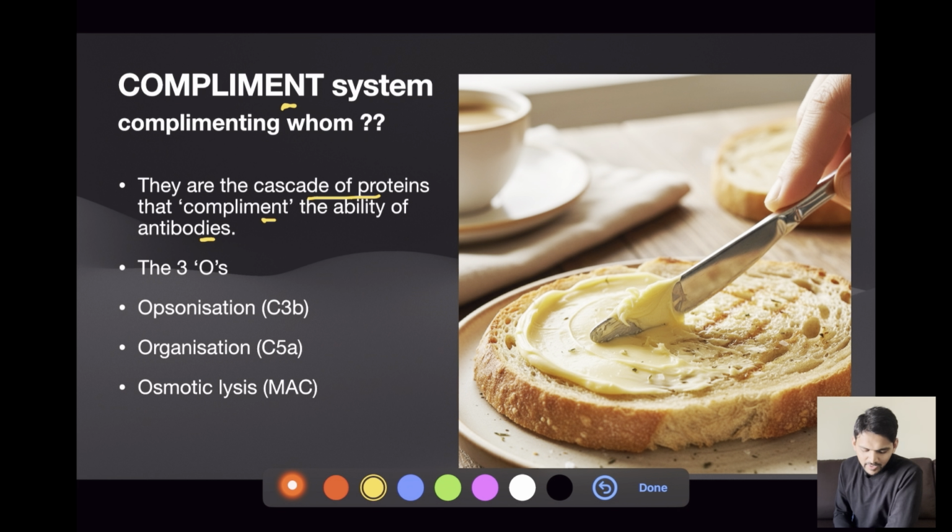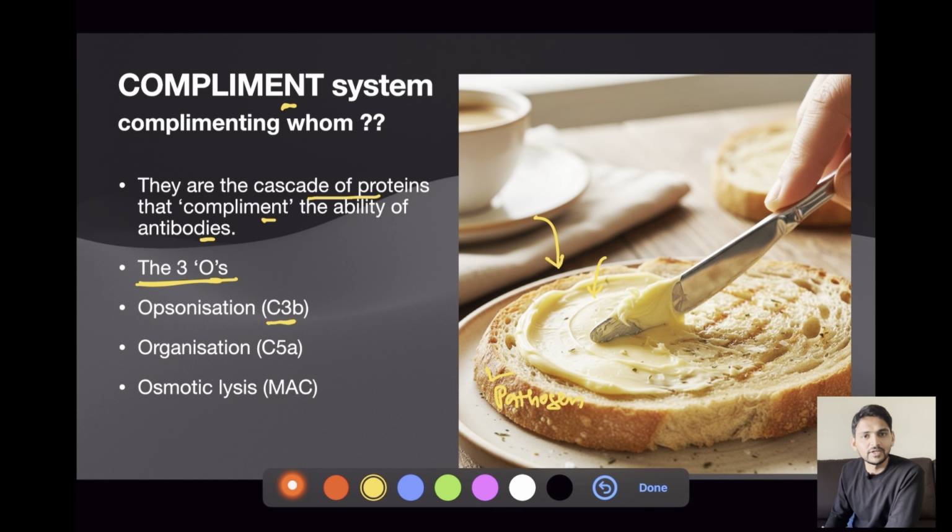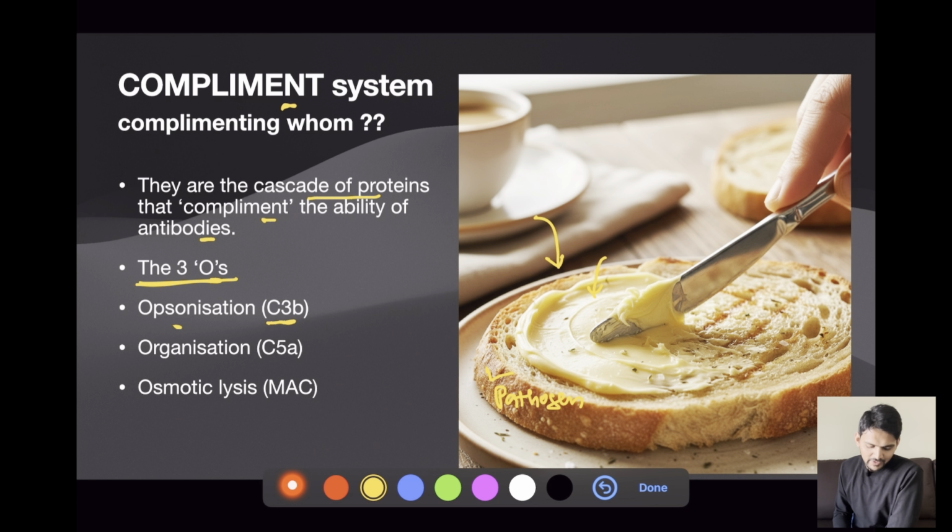Mainly their actions are remembered using 3 O's. First O is opsonization. Mainly a complement molecule called C3b. So what will it do? For any pathogen, suppose you consider this bread as a pathogen, this C3b will apply butter to it, so it makes it more tasty, so that other antibodies or other immune cells find it more tasty, so that they will completely eat that pathogen. So this is nothing but buttering of bread, which can be compared with opsonization.